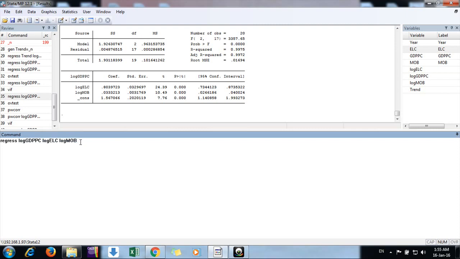And we run that, and we find that the model is good. The F statistic is very fine. Individual coefficients are also significant. So now we want to test whether our model is very good, whether it is fit or not.